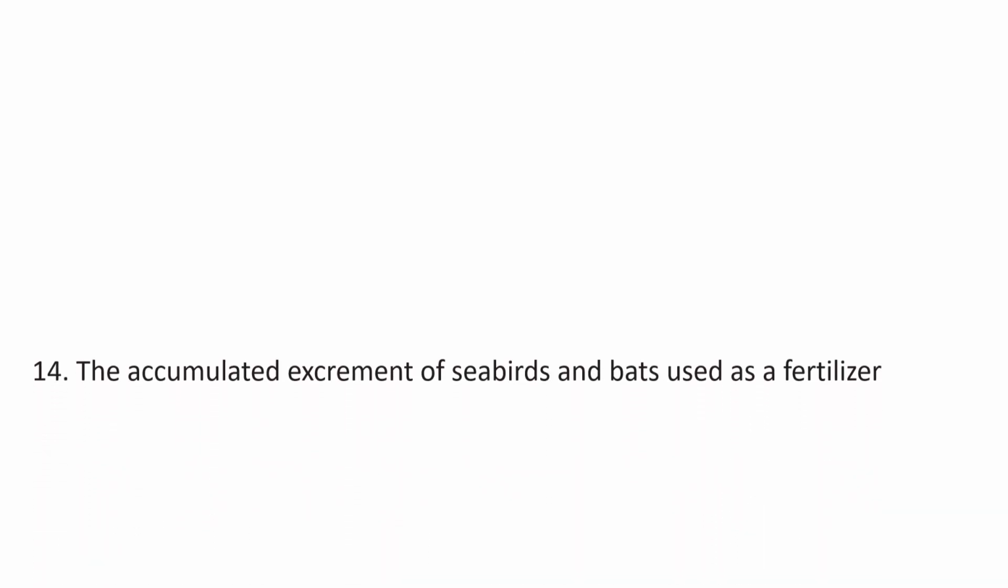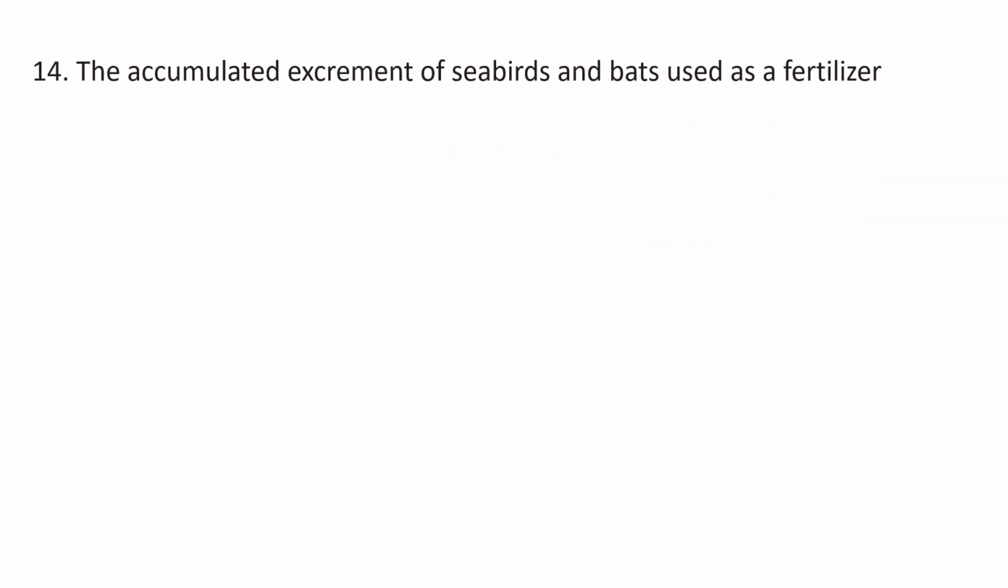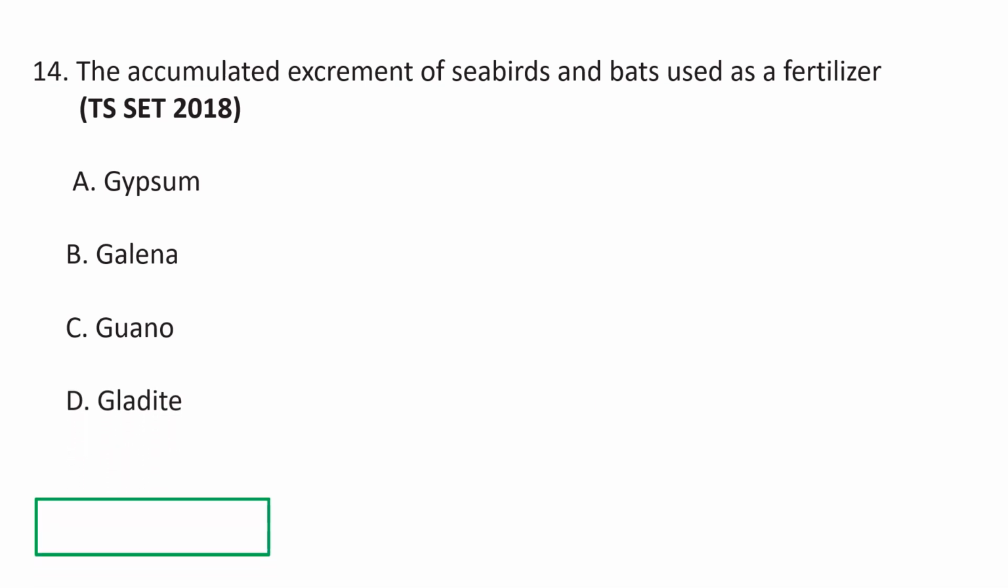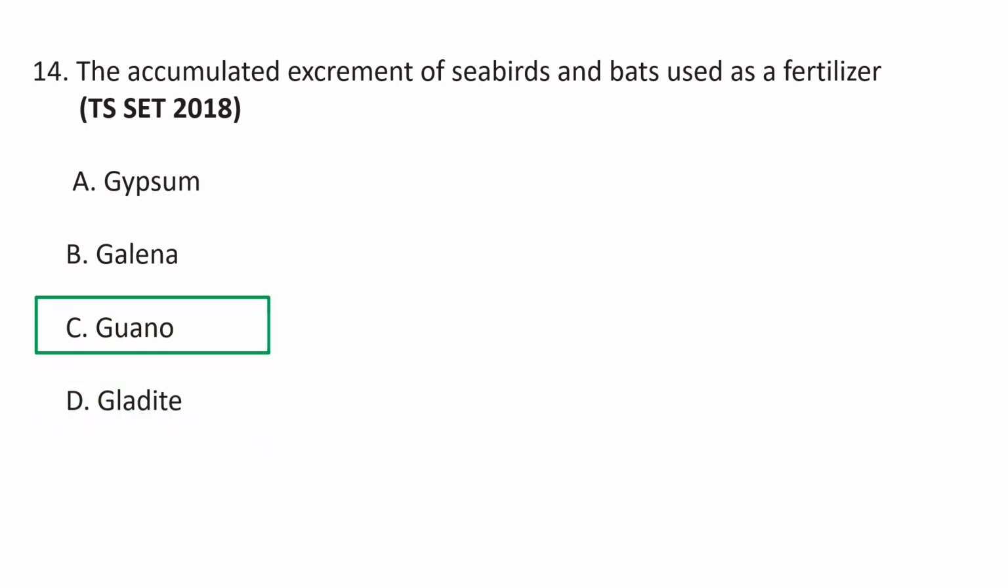Next question. The accumulated excrement of seabirds and bats which is used as a fertilizer is known as A. Gypsum, B. Galena, C. Guano, D. Gladite. So generally guano is the excrement of seabirds and bats which is used as a fertilizer. This guano is a highly effective fertilizer due to the high content of nitrogen, phosphate and potassium. All these are key nutrients essential for plant growth.